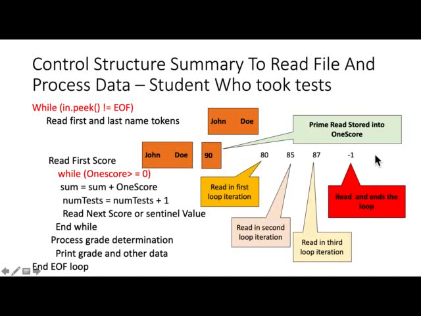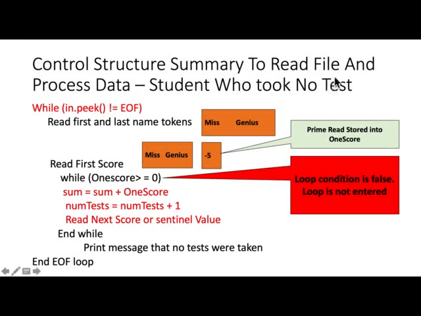So that's for students who took one or more tests. Let's say a student who didn't take any tests. Let's say their case. A student who took no test. So their record will be like this. Miss Genius -5. So same loop. In .peek not EOF means keep reading the file until you read the EOF character. So we read first and last name tokens. That could be done in 2 steps, preferably. And that's done to say hello to them.